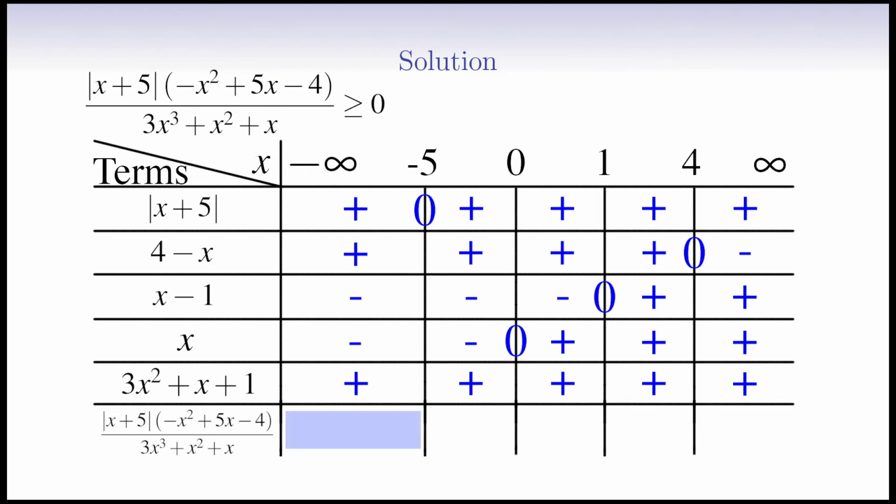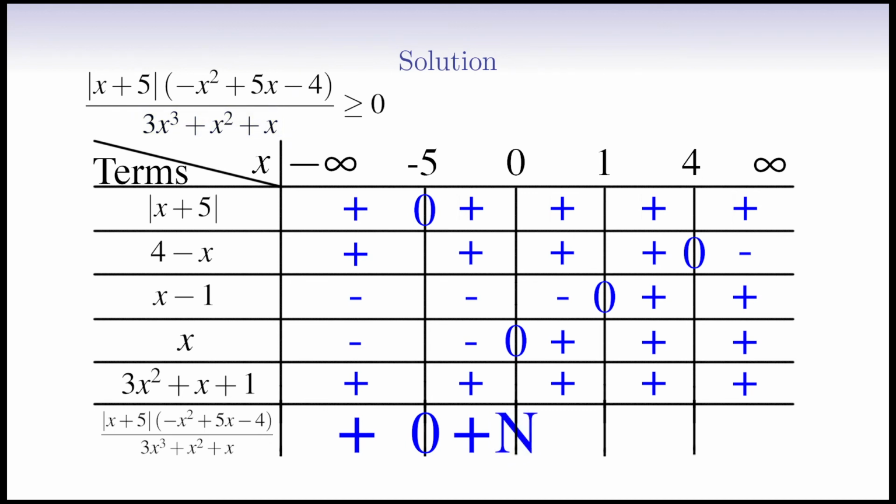So, for the x interval from minus infinity to minus 5, we have two minus signs, thus the result is positive. At x equal to minus 5, a term in the numerator of the fraction is 0, thus the whole fraction becomes 0. So, we put a 0 at x equal to minus 5, for the whole fraction here. From minus 5 to 0, we have again two minus signs, thus the result is positive. At x equal to 0, a term in the denominator of the fraction is 0, thus the whole fraction becomes undetermined or infinity. So, we put n at x equal to 0, for the whole fraction here, to represent a non-real value.